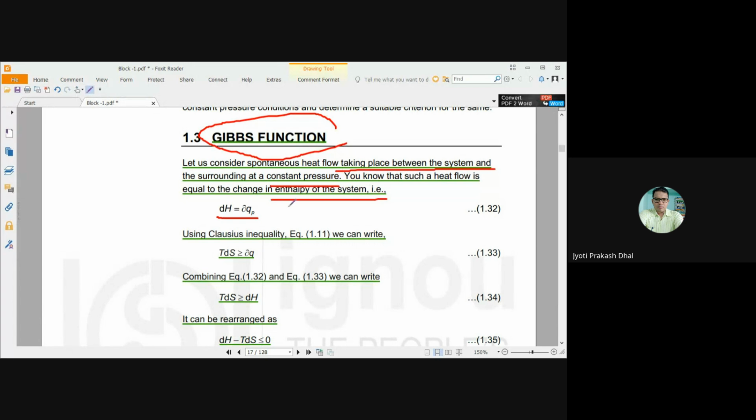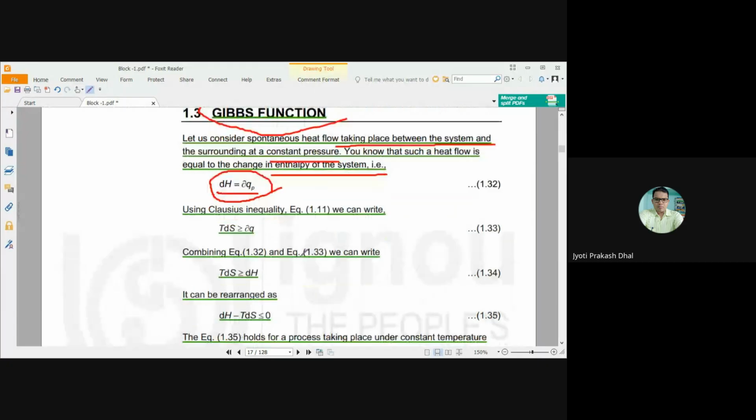So that is dH equals to dQp. The subscript P means constant pressure. So here dH equals to dQ at constant pressure. Now again, if we use Clausius inequality, you can see that in both these long questions, Clausius inequality is used. So that's why before that we have derived the Clausius inequality.